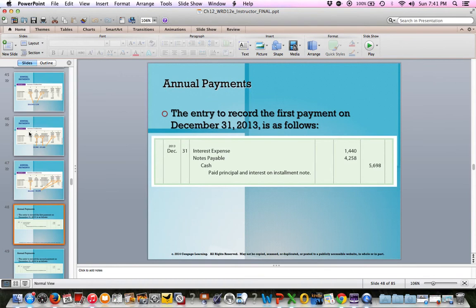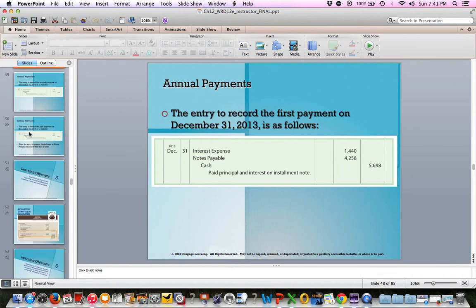For the journal entry to record the first payment, once you've got that schedule, it's really easy to just look at that schedule and say, okay, I make a payment of $5,698, 1,440 is interest expense, the rest is principal, 4,258. And then we just keep doing that every year. We make the same entry. The credit to cash is the same, but the split between interest and notes payable changes a little bit for each of the years.